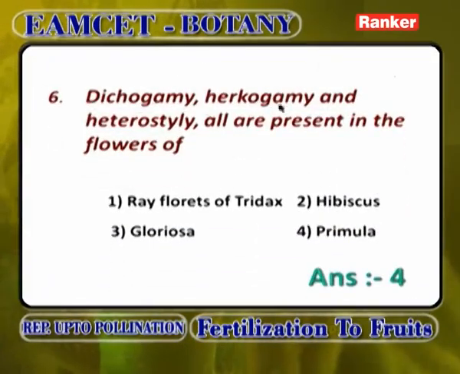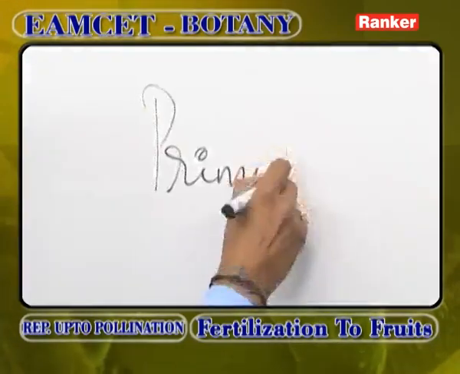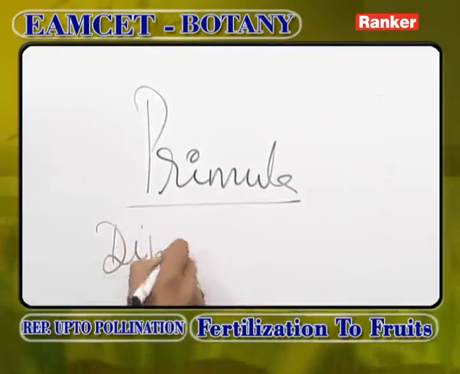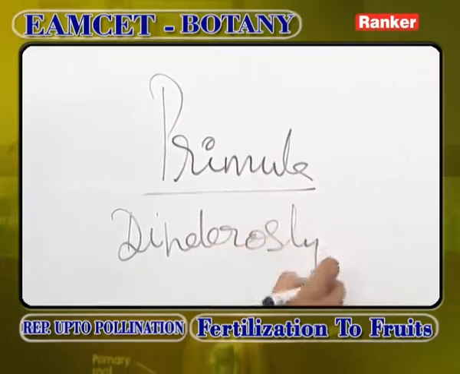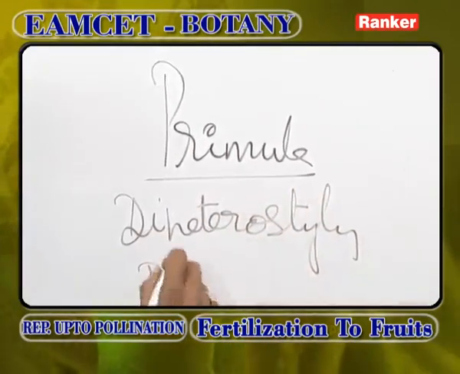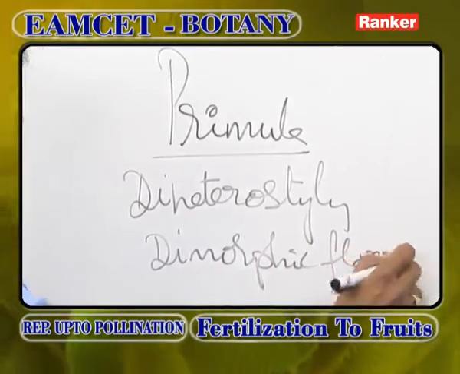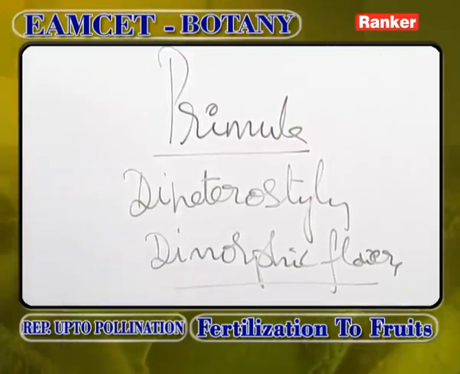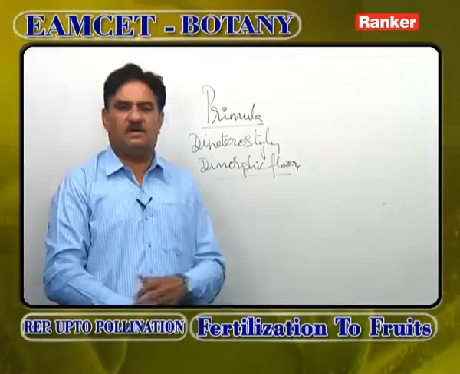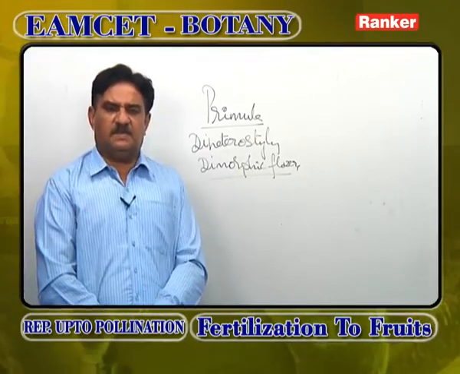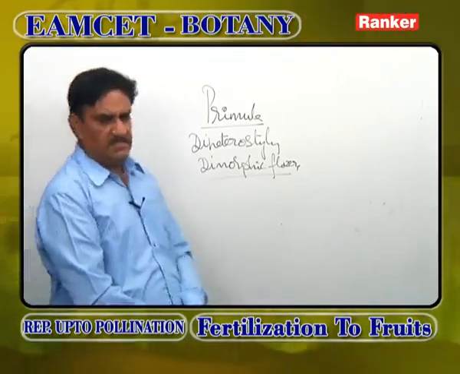Dichogamy, hercogamy and heterostyle all are present in the flowers of Primula, because Primula shows diheterostyle. Diheterostyle means presence of dimorphic flowers. Dimorphic flowers means 2 different types of flowers. A single plant shows some flowers with long styles and short stamens, some flowers with short styles and long stamens.